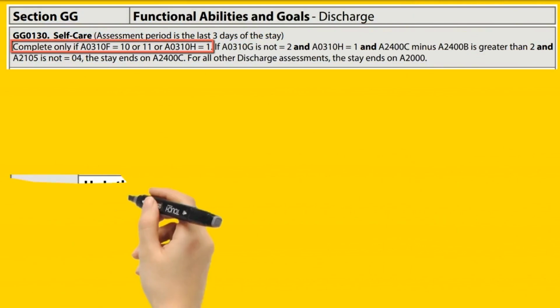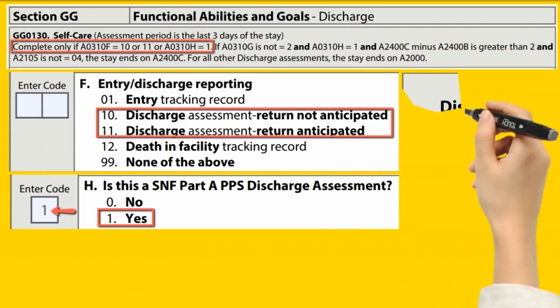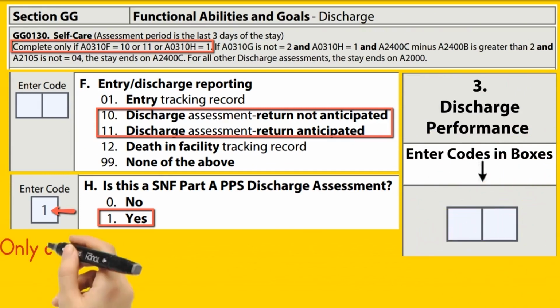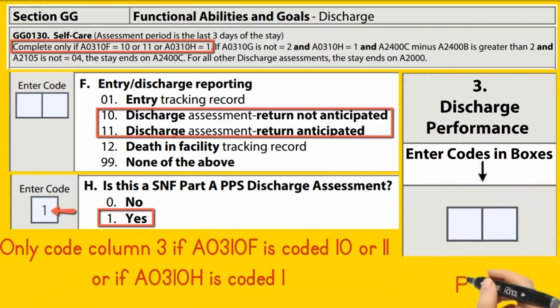Now we will be introducing Part 1 to Section GG Functional Abilities and Goals Discharge. Section GG0130 Self-Care, located on page 22 of the Nursing Home Comprehensive Form, and Section GG0170 Mobility, located on page 23 of the Nursing Home Comprehensive Form.